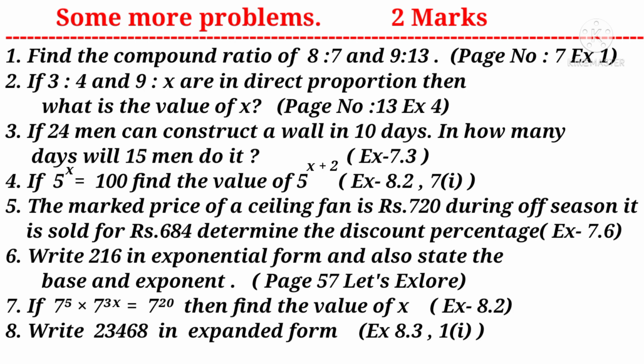Number 4. If 5 power x is equal to 100, then find the value of 5 power x plus 2. It is a question from 8th chapter. Number 5. The market price of a ceiling fan is 720 rupees. During off season, it is sold for 684 rupees. Determine the discount percentage. It is a question from 7th chapter.